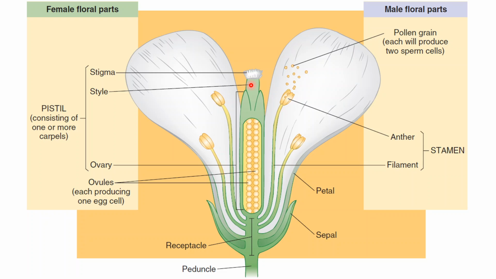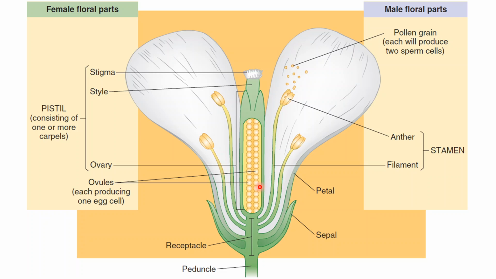And in the center of most flowers, the carpel or carpels are located. So this is usually the central part of the flower, and carpels consist of ovules that may or may not develop into seeds, depending on whether they are fertilized or not.